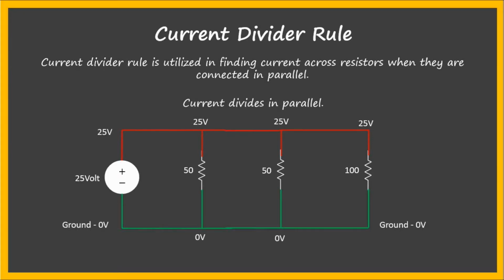Before using the proper formula of the current divider rule, let's use basic concepts that we have learned so far in this course. Here, as we know the voltages across every resistor, and we also know the value of every resistor, we could simply use Ohm's law to calculate the current across every resistor. Across the first resistor, simply divide 25, which is the voltage, by 50, which is the resistance, and we get 0.5 ampere of current. Similarly, the current across the other resistors can also be found.